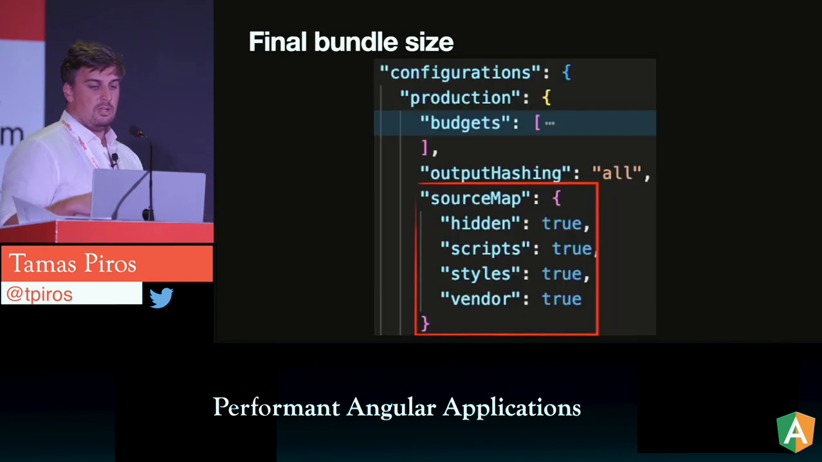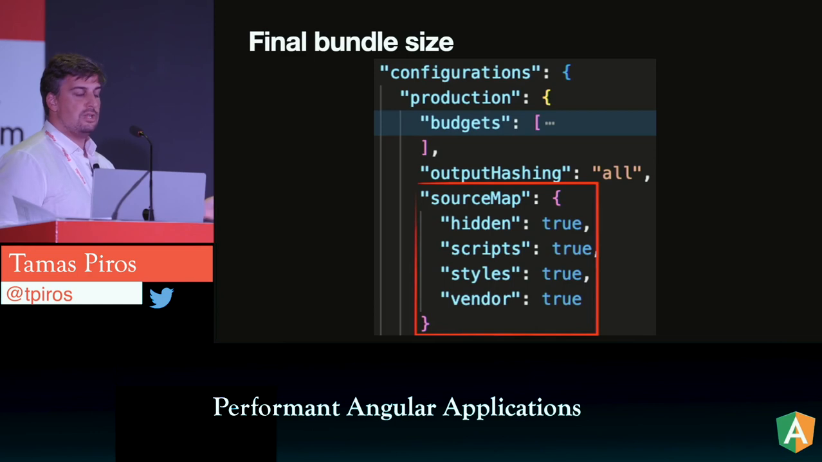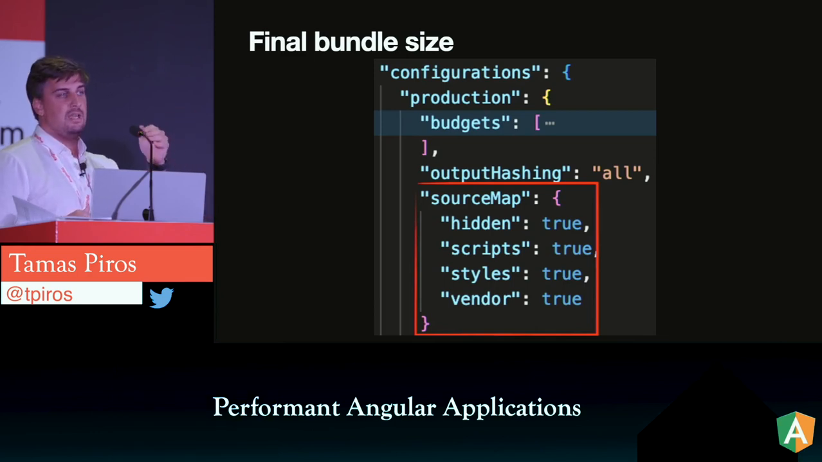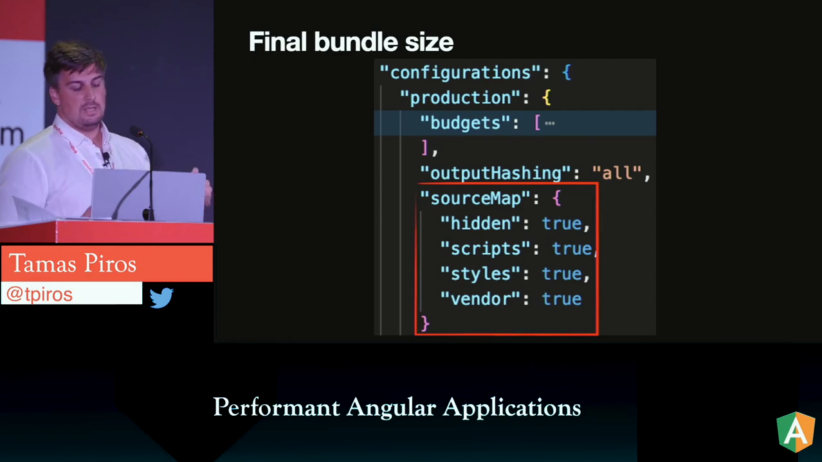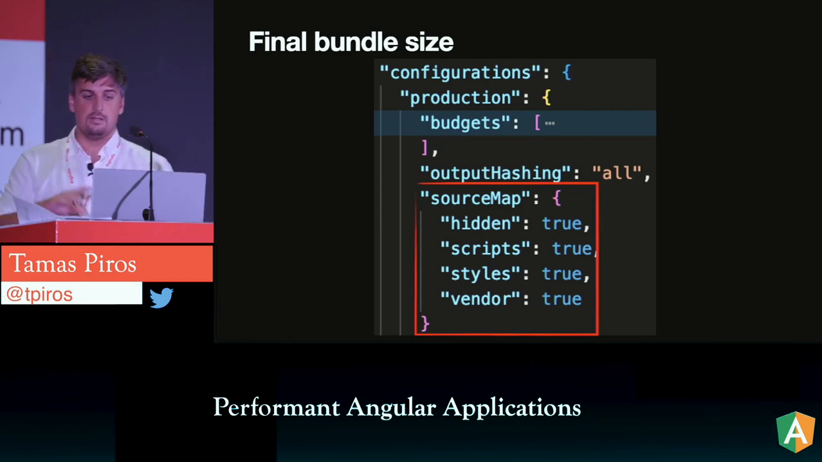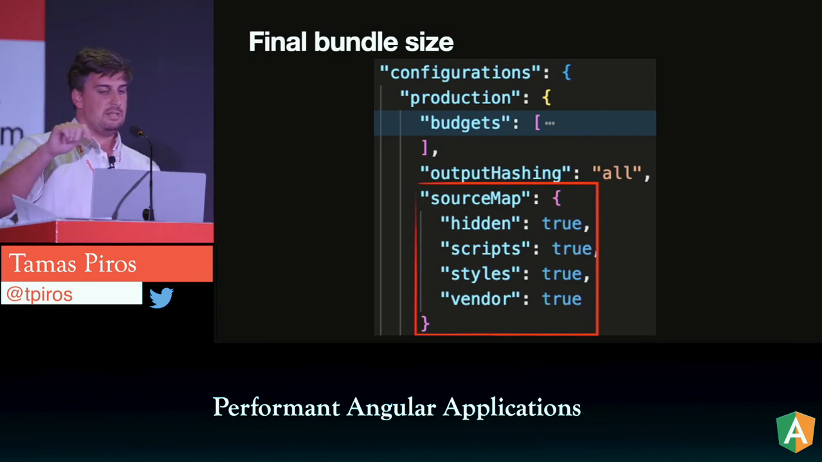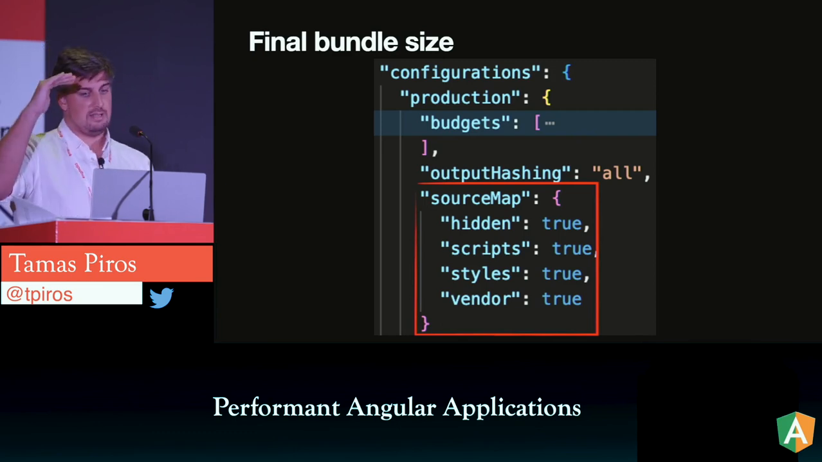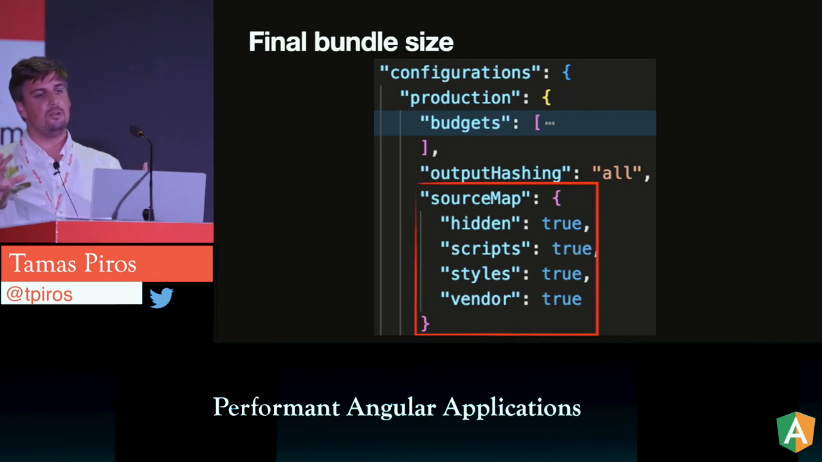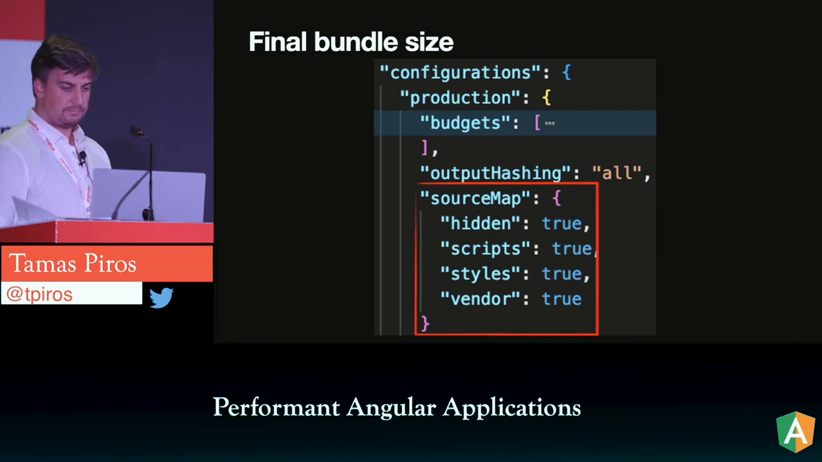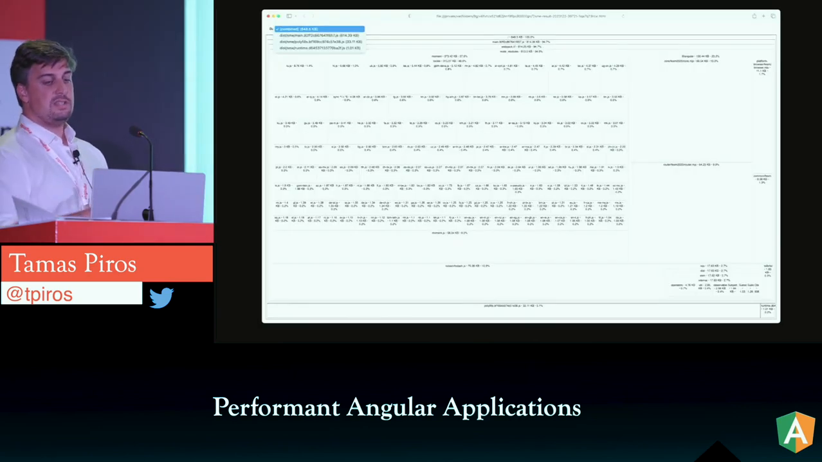Alternatively, you can also go into your angular.json file, go into the production configuration, and specify what the source map should contain. So you can set the hidden, script, styles, and vendor options all to true, and some of those are by default set to false. If you set everything to true, the final bundle and the source map will contain all the JavaScript that you have. And when you run this tool, this is what you're going to get.